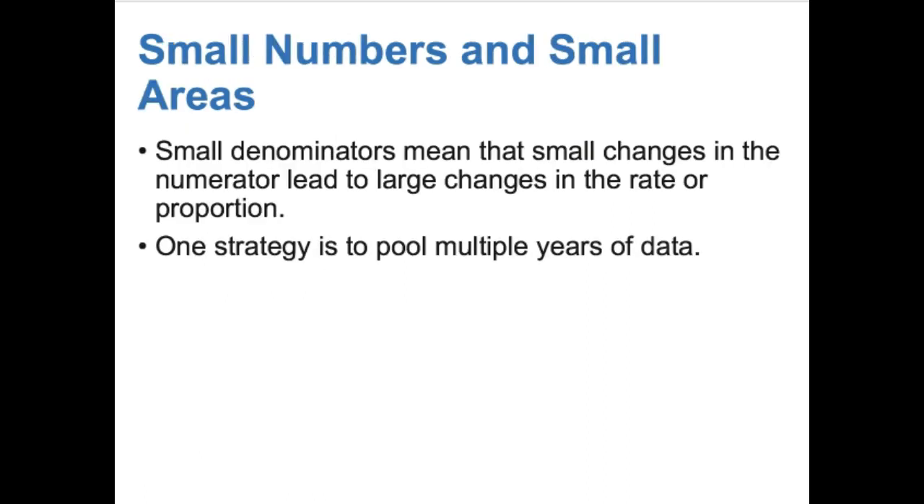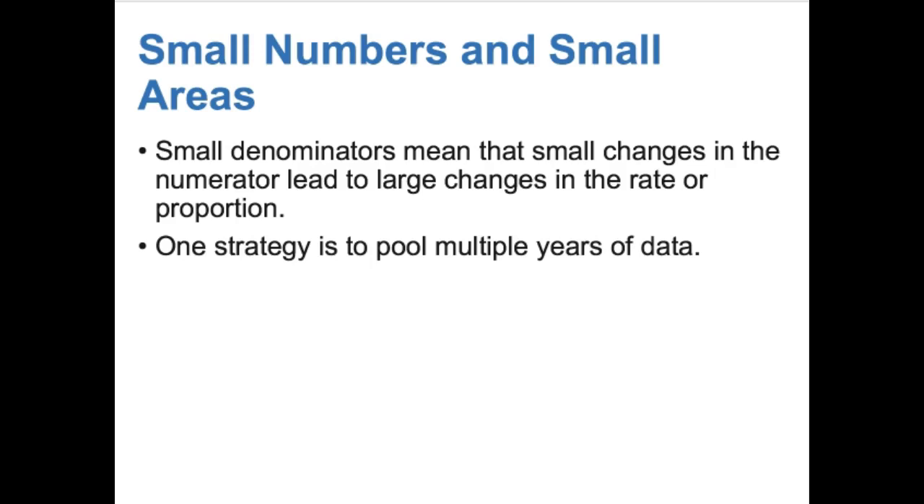Since the statistics we use to describe health problems are based on numbers, having too few of them in your analysis is a big problem. For example, if your community is small, say a rural community, the denominator is small, and therefore any change in the occurrence of the health problem, which is your numerator, will lead to a large change in the rate or proportion of the health problem.